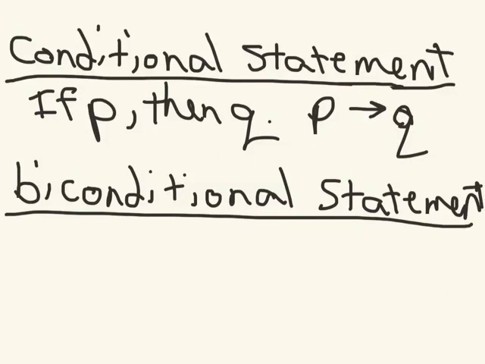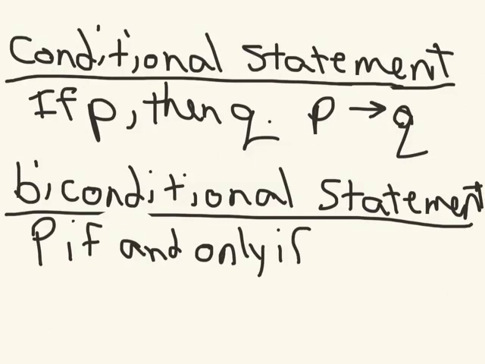A biconditional is actually a two-sided arrow. It says P if and only if Q. And that looks like this. Okay, so a little bit of vocabulary there.